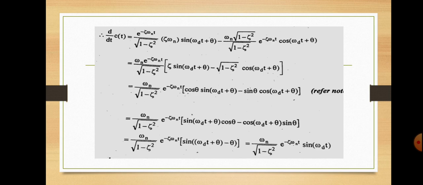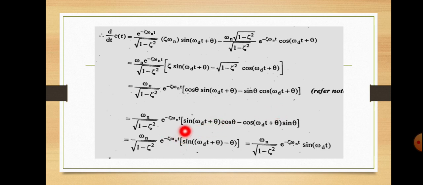Here we can substitute delta as cos theta and square root 1 minus delta square as sin theta, because we have the trigonometric relation sin square theta plus cos square theta is equal to 1. If cos theta is equal to delta, then square root of 1 minus delta square will be sin theta. So we can write the equation as omega n divided by square root 1 minus delta square into e raised to minus delta omega n into t into cos theta into sin omega dt plus theta minus sin theta into cos omega dt plus theta. This is the form of sin a cos b minus cos a sin b, which is equal to sin of a minus b.